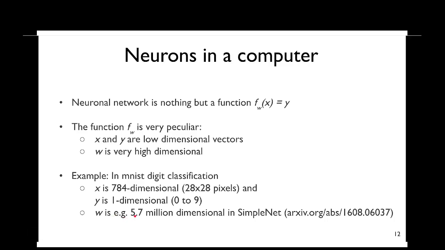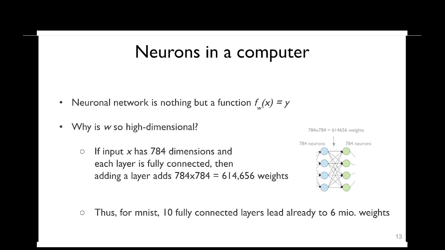For example, 5.7 million for a neural network called SimpleNet, published in this article over here, which achieves for MNIST and also for other classification tasks already very good results. So, and that is really bizarre. Small input, small output, but in between heavy processing and many parameters. So why is that? Why is w so high dimensional?